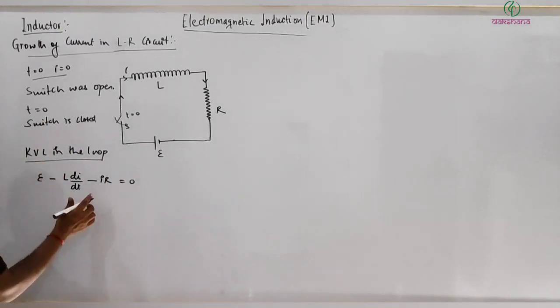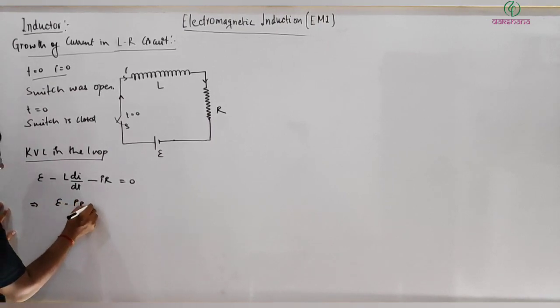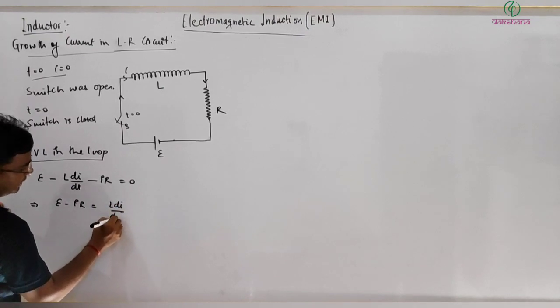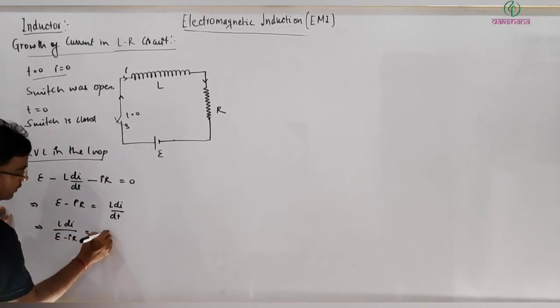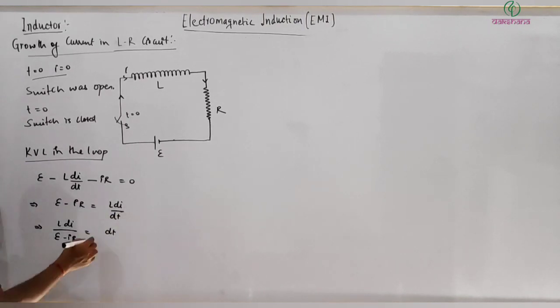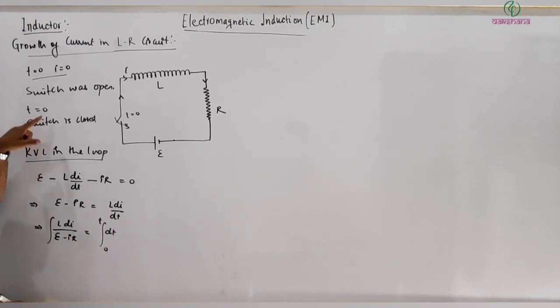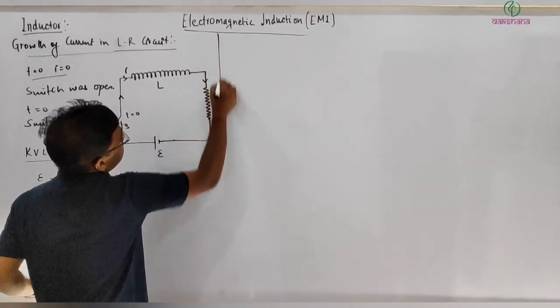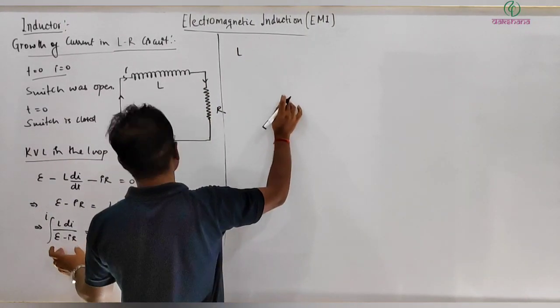Up to here, let's rearrange it. So this implies I can write E minus IR equal to L di by dt, and this implies L di divided by E minus IR equals dt. Clear? Next I can integrate it from 0 to t. What is the current in the circuit at time 0? It's clearly starting from 0. So I can write the current limits from 0 to some current I. Clear?